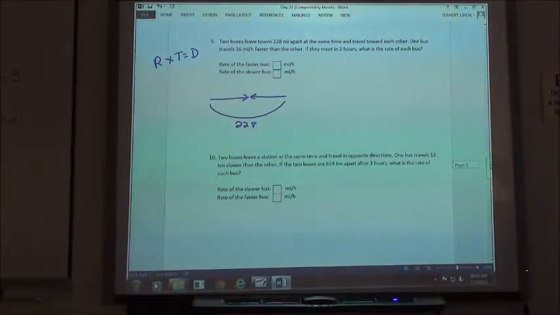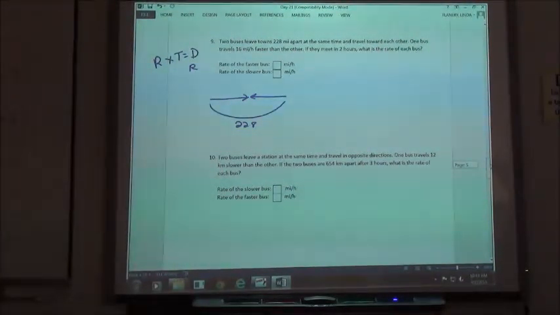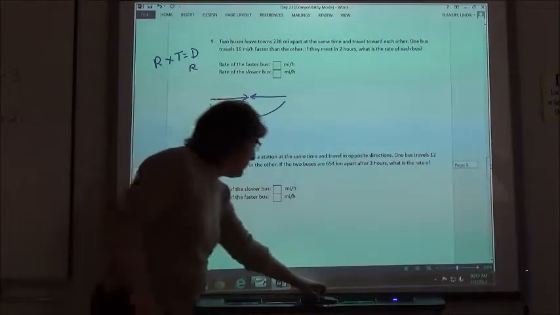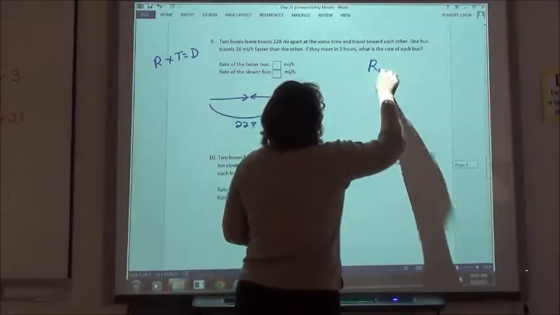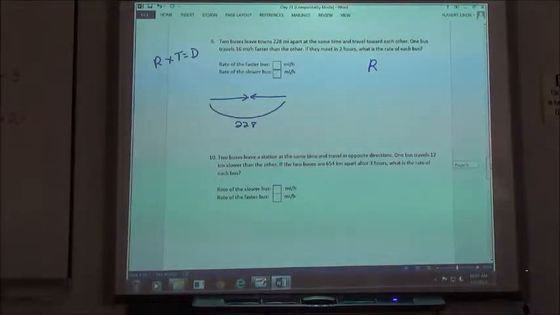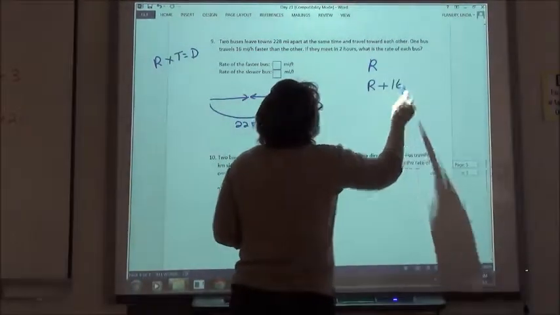So it says one travels 16 miles an hour faster than the other. So I'm going to call the rate of one of them R, because I don't know it. How would I write the rate of the other one to show that it's going 16 miles an hour faster? Add. I'm going to add the 16. So one of them's rate is R, the other one's rate is R plus 16.